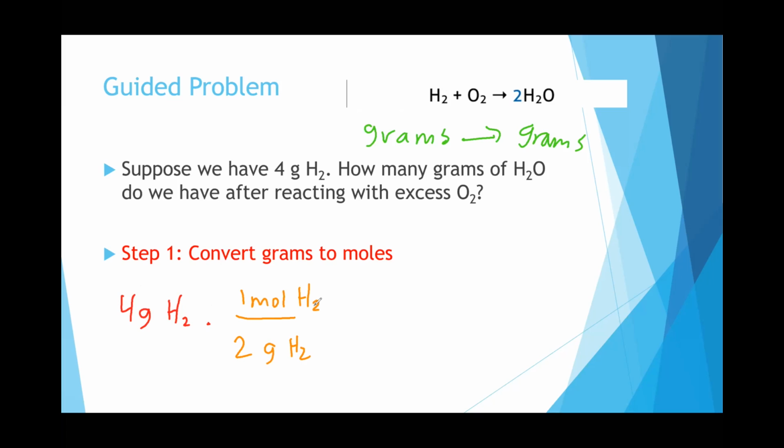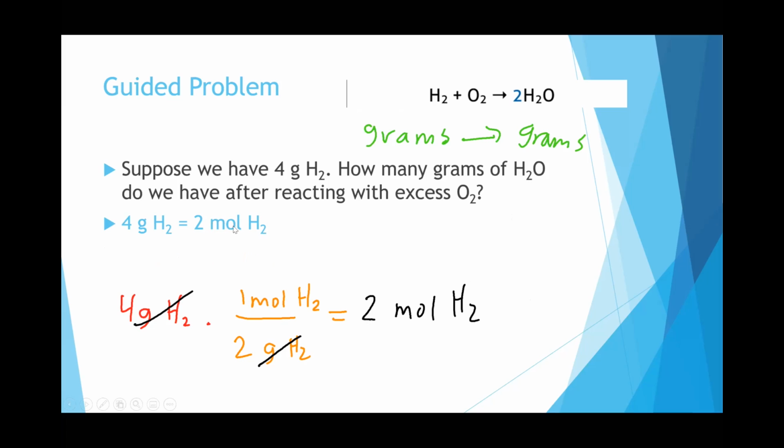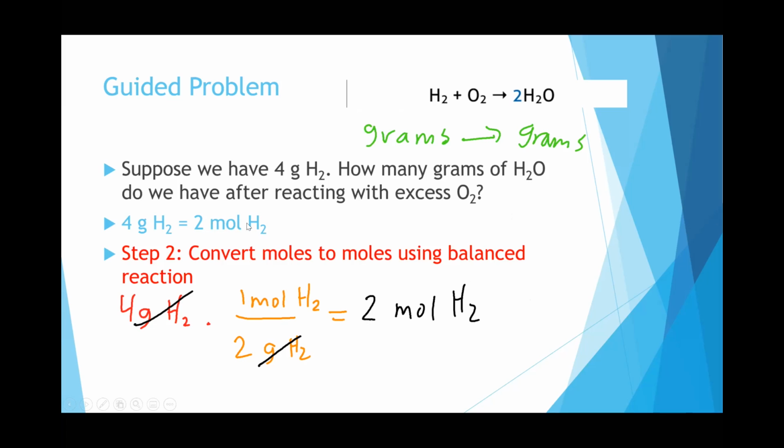So that's how we do our first conversion. And then once you do that conversion, you see that the grams actually cancel out. So 4 divided by 2 is 2 moles of H2. So that's what we have. So that's our first step, grams to moles. So our step 2 is we need to convert moles to moles. So we have the number of moles of H2 and we want to convert it to moles of H2O.